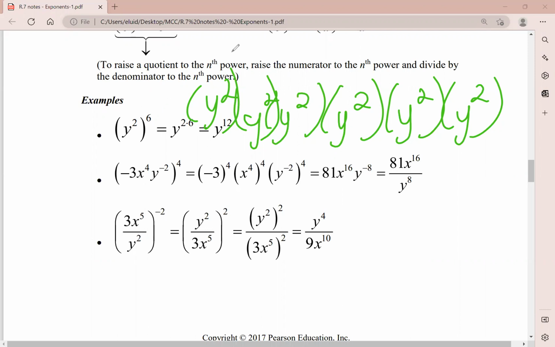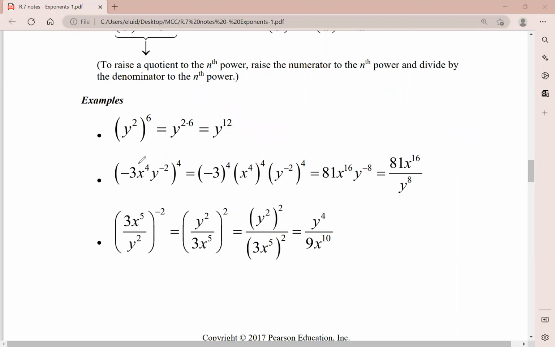Okay, next example. Negative 3, x to the 4th, y to the negative 2, all in parentheses to the power of 4. So notice how we're applying the power rule here, and we're essentially applying that exponent of 4 to each piece or each term, each number, each letter in the parentheses. Negative 3 to the power of 4, x to the 4th to the power of 4, y to the negative 2 to the power of 4. You can use your calculator.